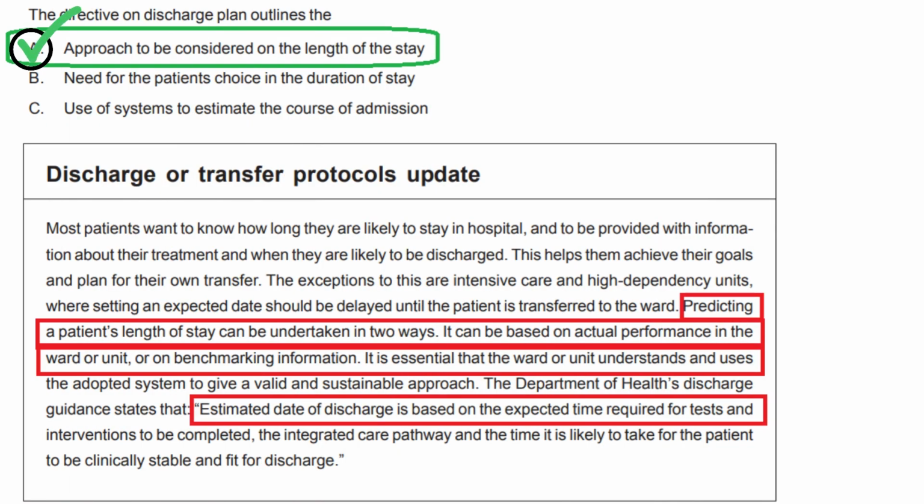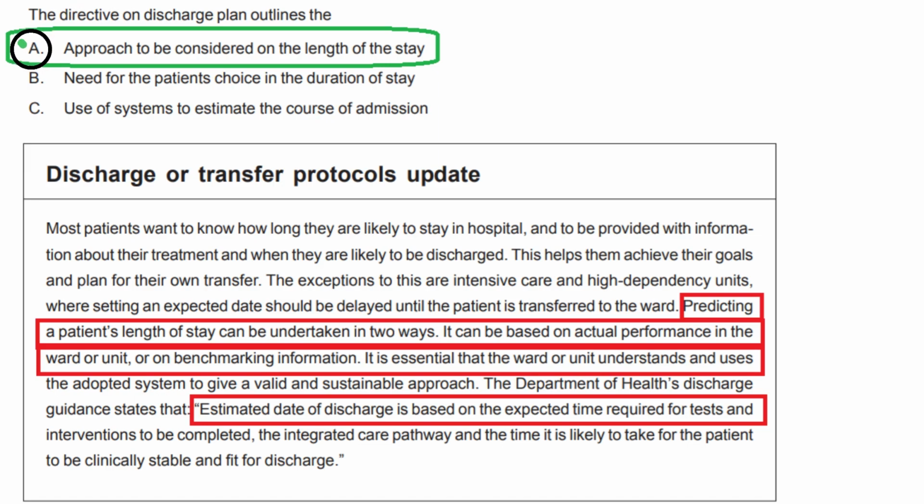According to the paragraph, the correct option is A, approach to be considered on the length of stay. Here's why option A is correct, along with explanations for why the other options, B and C, are incorrect. Option A, approach to be considered on the length of stay, is correct. The paragraph mentions that patients want to know how long they are likely to stay in the hospital and be provided with information about their treatment and discharge.